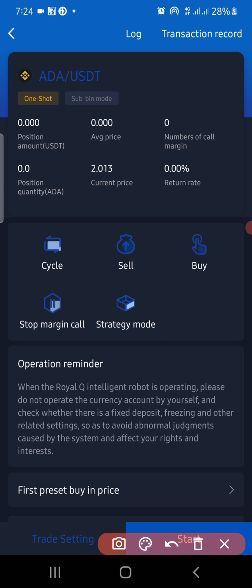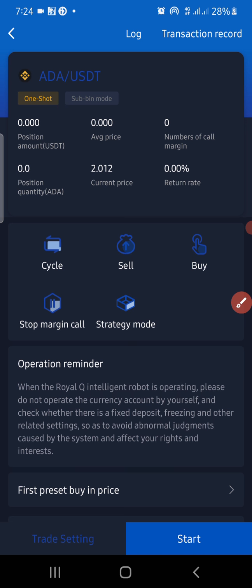It will reflect the current price. Of course, this is the current market price of ADA. Then return rate, by how much will the price need to recover before my bot take profit from me. Then cycle here, when you click on cycle, you are instructing the bot to buy sell continuously, no stop.